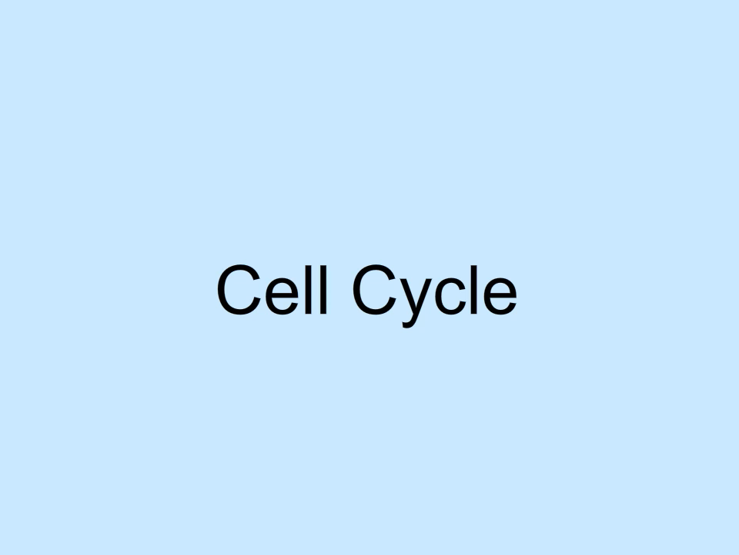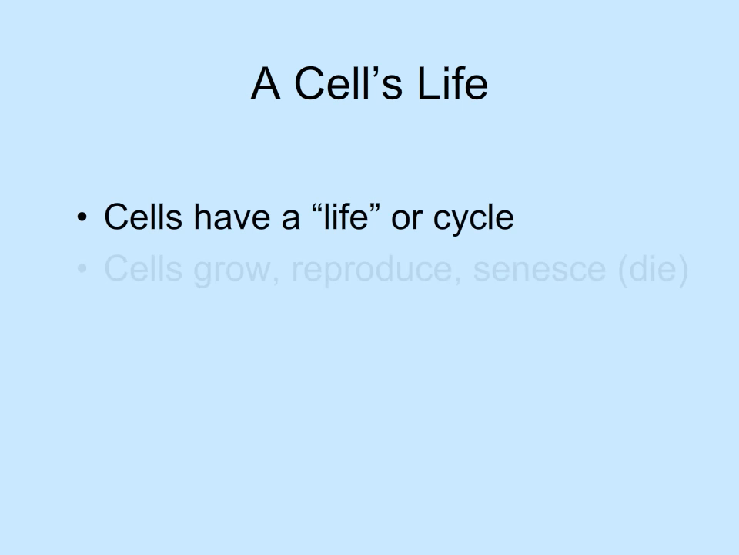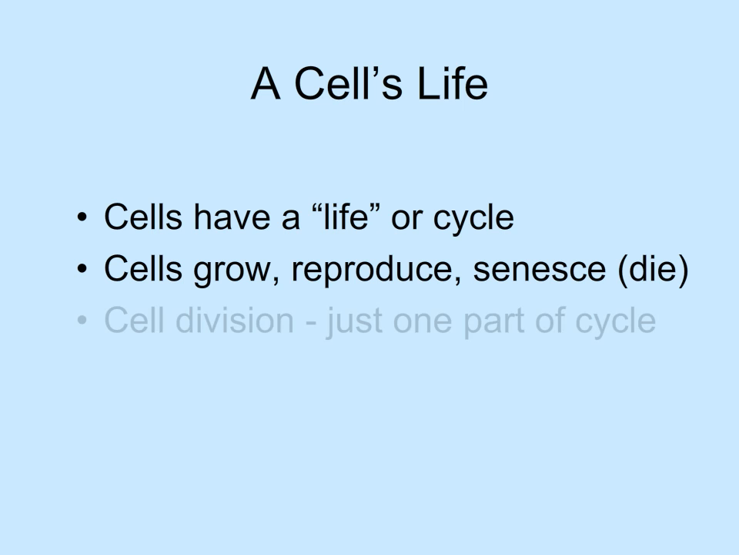Now it's finally time to talk about the cell cycle. A cell's life or cycle includes many different stages. Cells grow, reproduce, and senesce. Cell division is only a small part of the cell cycle, but it is a very important and highly coordinated part.